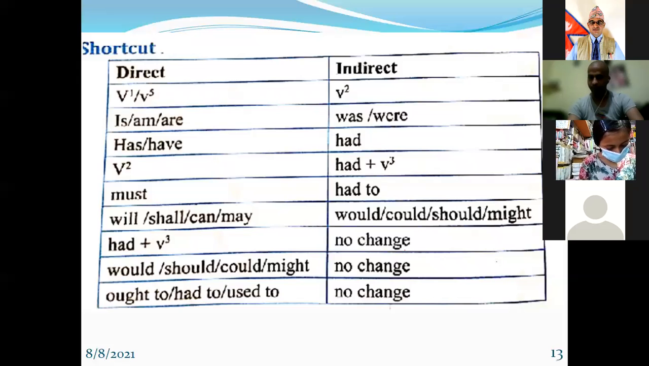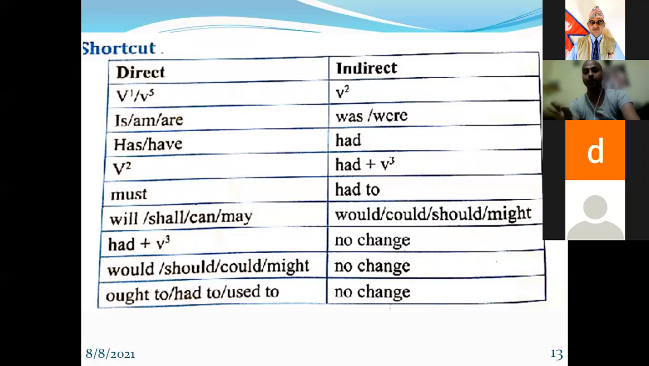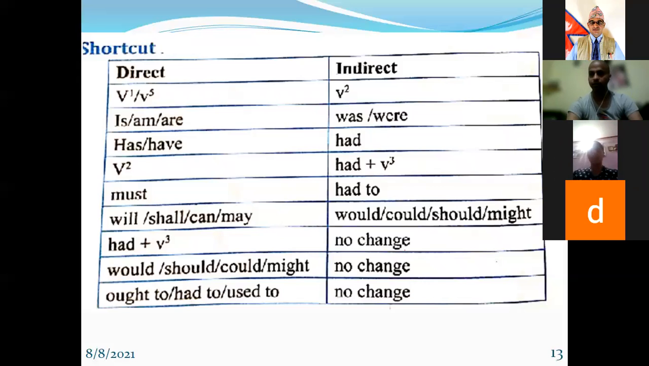Clear? V1, V5, they change into V2. V2 changes into had plus V3, had to. Will, shall, can, may change into their respective past form, their respective V2: would, could, should, and might. Others, no change.